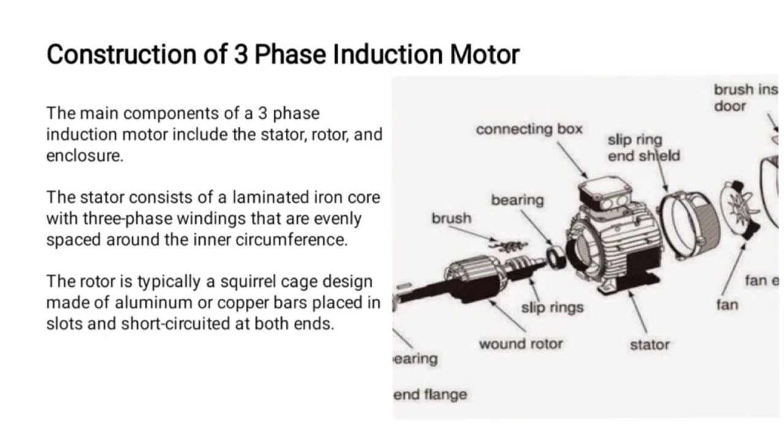And enclosure. What is an enclosure? An enclosure protects a motor from contaminants in the environment in which it is operating. In addition, the type of enclosure affects the cooling of the motor, and there are different types of enclosures. These three main components are used to construct a motor. The stator consists of a laminated iron core with three-phase winding that is evenly spaced around its circumference. The rotor is a typical squirrel cage design made of aluminum or copper bars placed in the slots and short circuited at both ends.